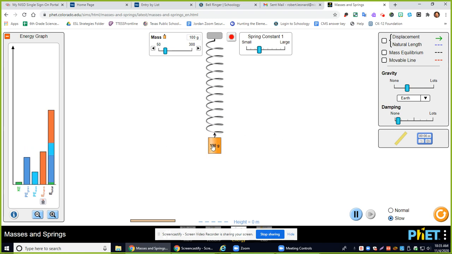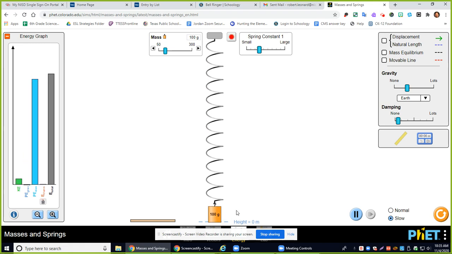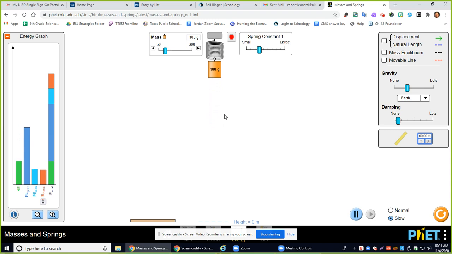Okay, so one more time, we have gravitational potential energy, elastic potential energy, and in the middle, we have a little bit of everything, but that's where the most kinetic energy would be. Okay?